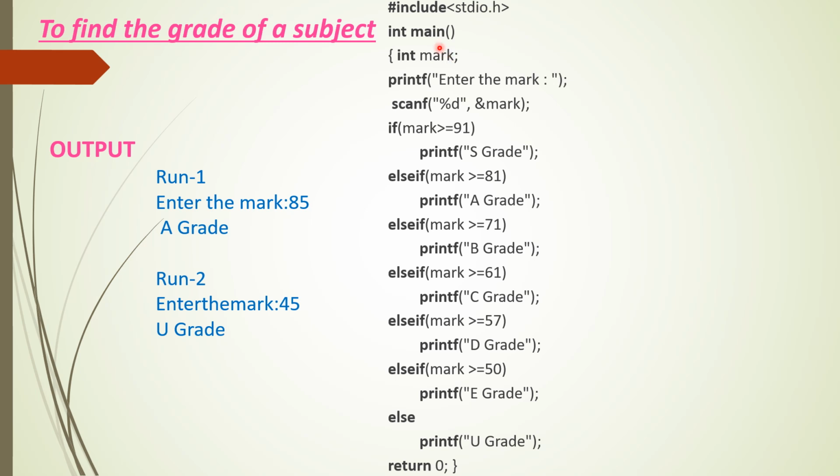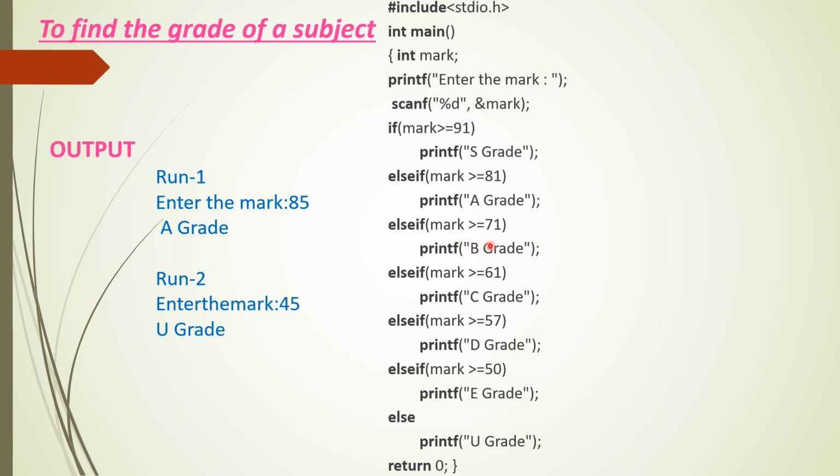Very simple. I give the mark as an integer, so I am getting the mark and then I am printing it. And now I have to classify from which range to which range I have to give a grade. So if my mark is greater than or equal to 91, then the grade is S. Or if my mark is greater than or equal to 81, then my grade is A.